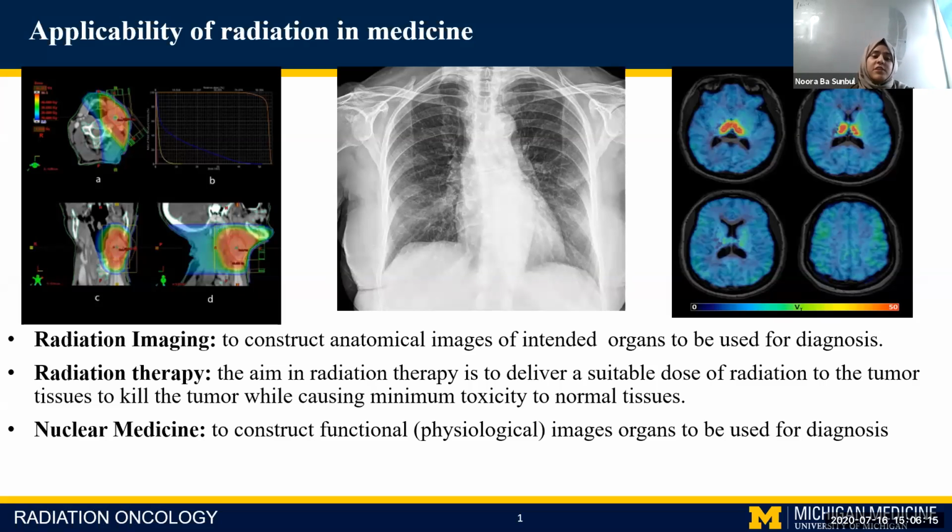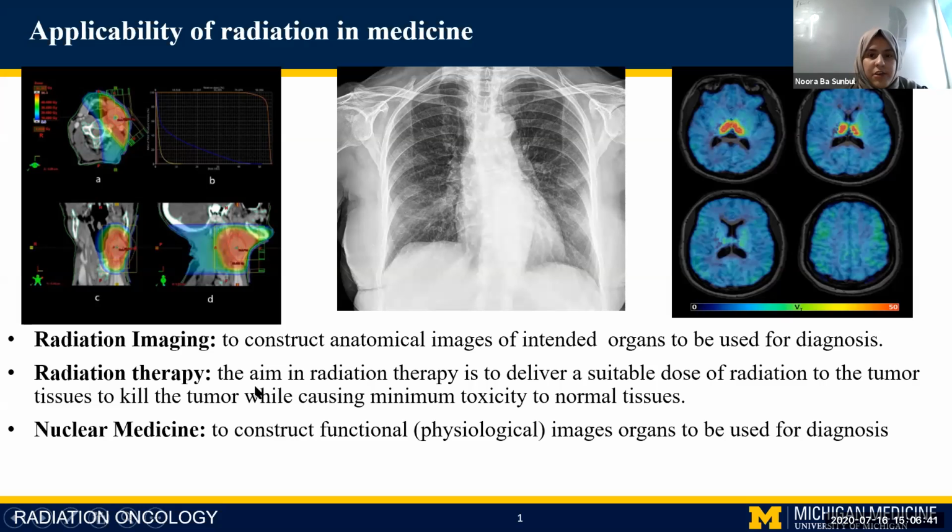The other area of interest is radiation therapy. You have already heard about different types of treatment used for curing cancer, and one of them is using radiation to deliver a suitable dose of radiation to the tumor, with the aim of just killing the tumor and causing the minimum possible effects to the normal tissues.